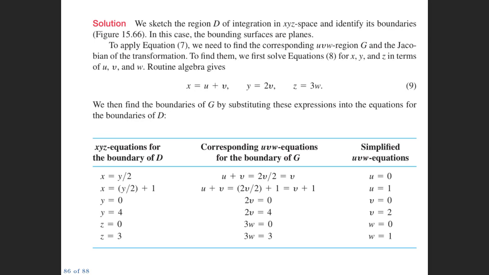I'm not going through all the details here. You can read this in the book. We convert the equation we started with into new ones. We start with x is equal to y over 2, and we convert that into u equal to 0. We can convert x is y over 2 plus 1 into u is equal to 1, and so on. That tells us the new limits of integration.